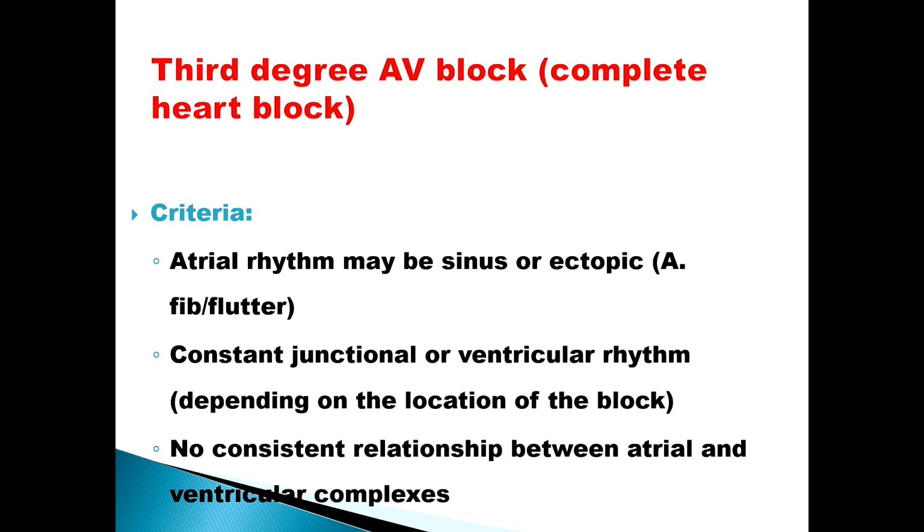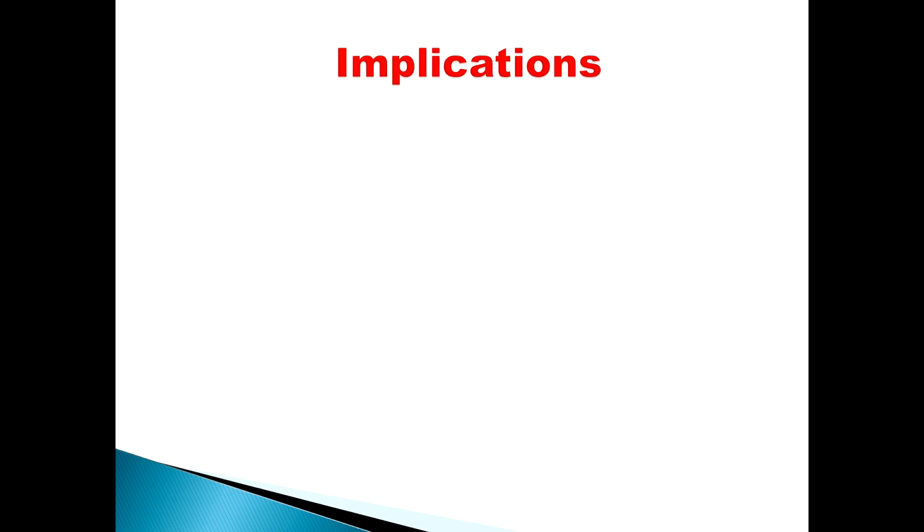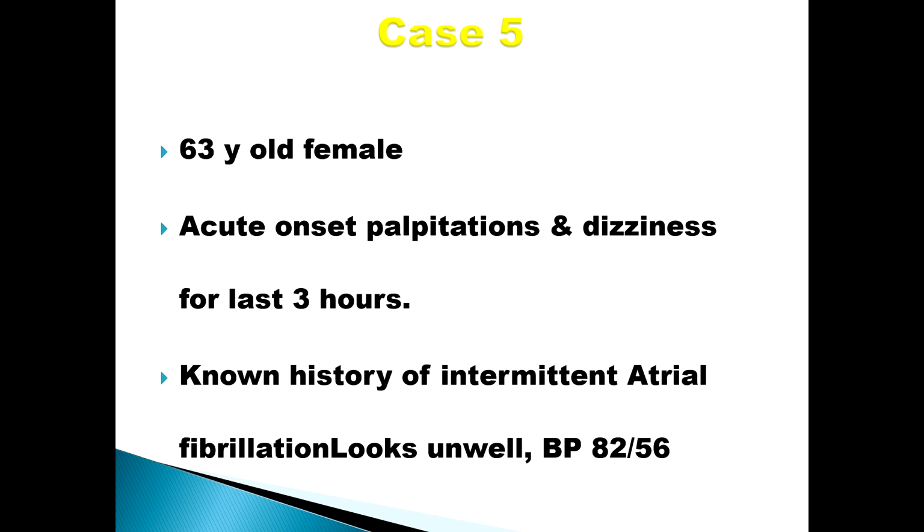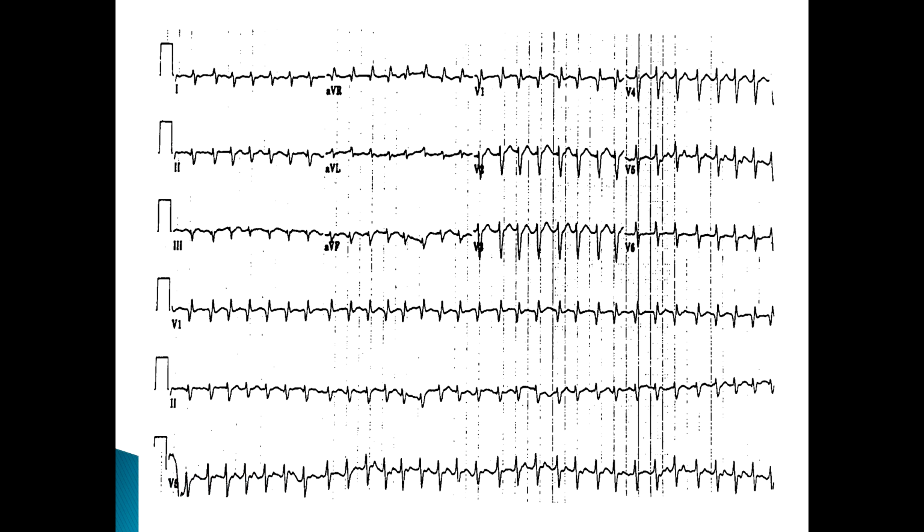Agar tachycardia hota aur QRS jyada hota, P wave kam hota, to VT ho jata. That is the conceptual thing which you have to keep in mind. So this type of pacemaker, urgent pacemaker implantation is needed. Another patient, 63-year-old female, acute onset palpitation and dizziness for last 3 hours, history of intermittent AF. This is the ECG. What is that? Regular or irregular?